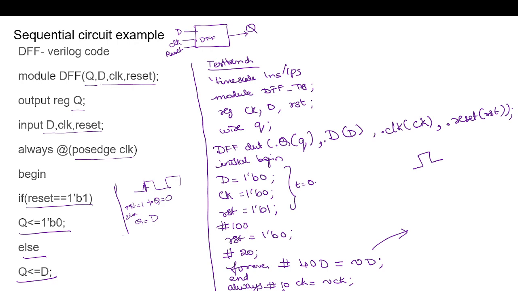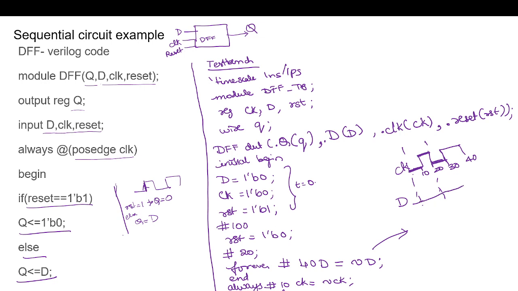And here I am trying to say D is equal to not D. So for 10 it was 0. At 20 it went to 1. Again at 30 it will be 0. Again it will go to 1. Again at 40 it will come. So after every 10 nanoseconds it will be toggling. So one clock period will be 20 units. And then D, for 40 it will initially be 0.